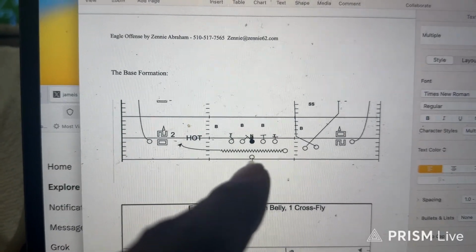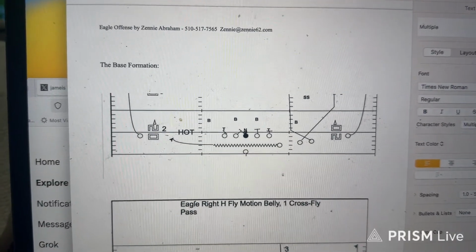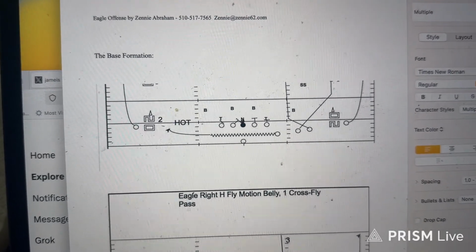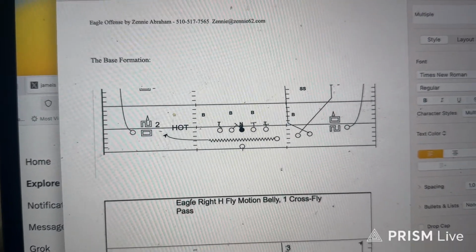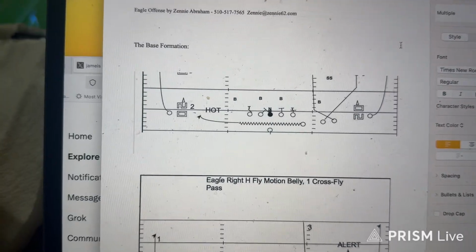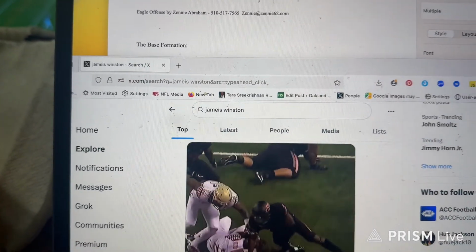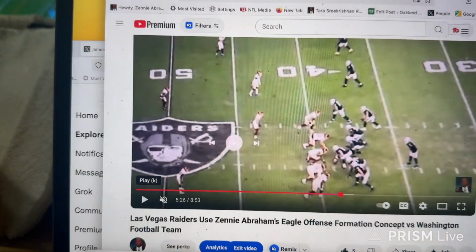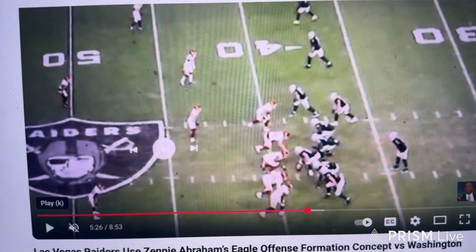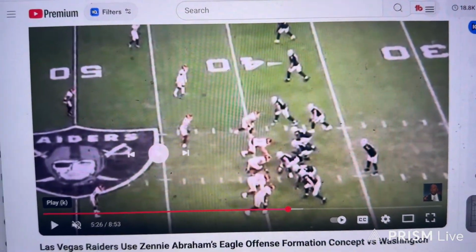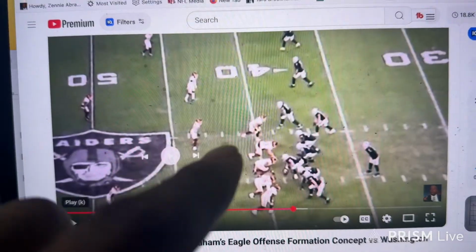Now, this formation, I sent it to a number of people, including my friend Mike Taylor of the Raiders. I've known him for many, many decades, actually. And so what you're about to see next is what was used by the Raiders three years ago. After I sent it to Mike, he asked me if it can be used with Madden. As you can see, there was a modification.